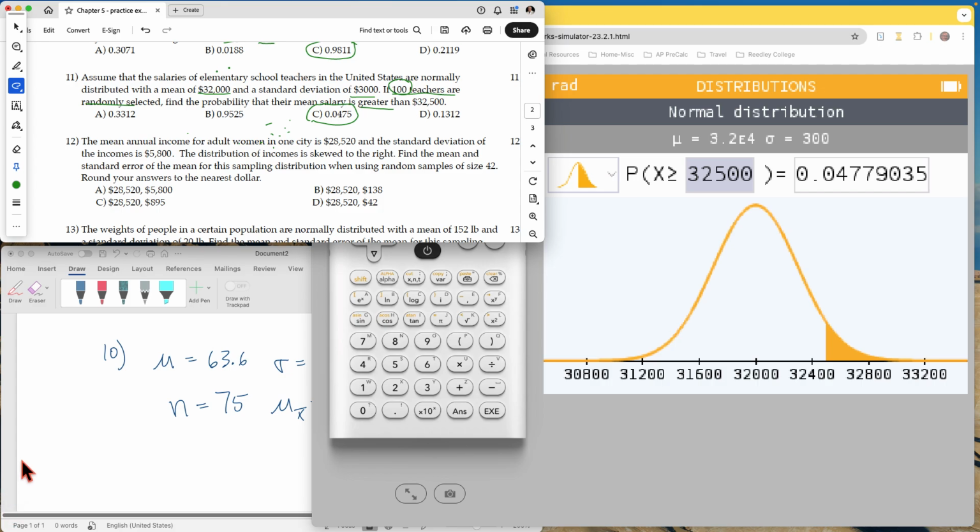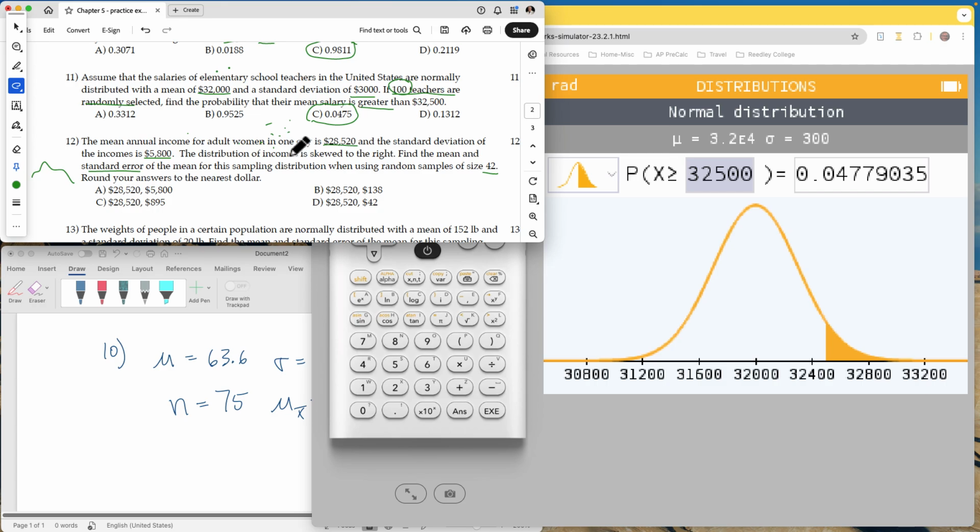The mean annual income for adult women in one city is 28,520. The standard deviation is 5,800. The distribution of incomes is skewed to the right. Okay, so it's skewed to the right, so it's not normally distributed. Find the mean and standard error. That's the standard deviation of the mean of the sampling distribution when using random samples of size 42. Remember, as long as the sample is 30 or larger, we don't need the original to be normal. The sampling will be normal.